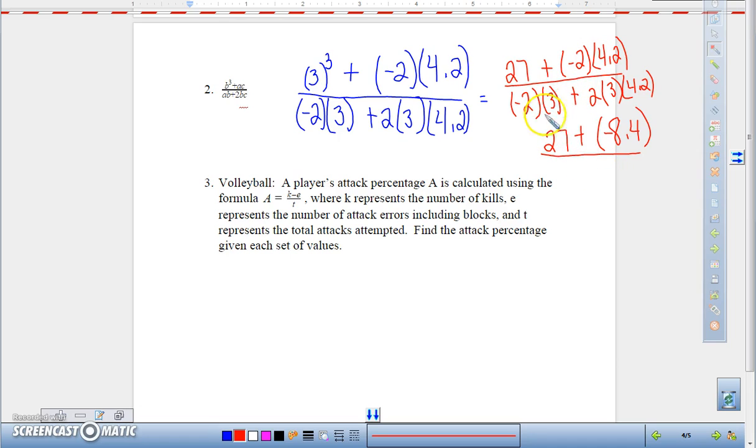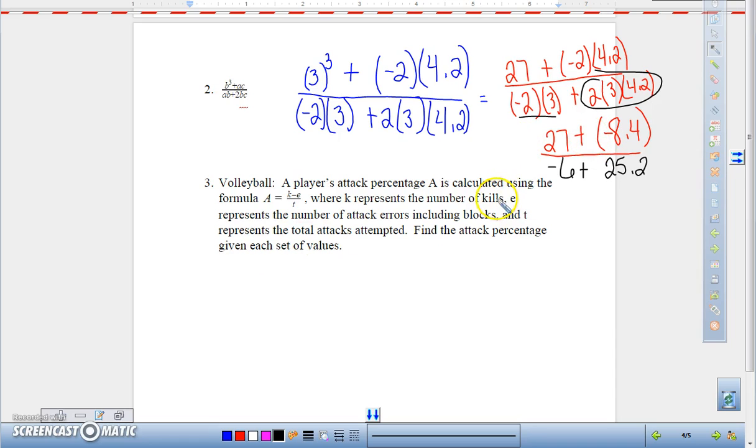So now when I go to the bottom, I can multiply and divide left to right. So there's no division, just multiplication. So I'm going to multiply this -2 times 3 plus I'm going to do all of the multiplication here. So 2 times 3 times 4.2, and I get 25.2. Now I've done all of my multiplication. Remember that division is going to save till last because I got to get the answer to the top, then the answer to the bottom.